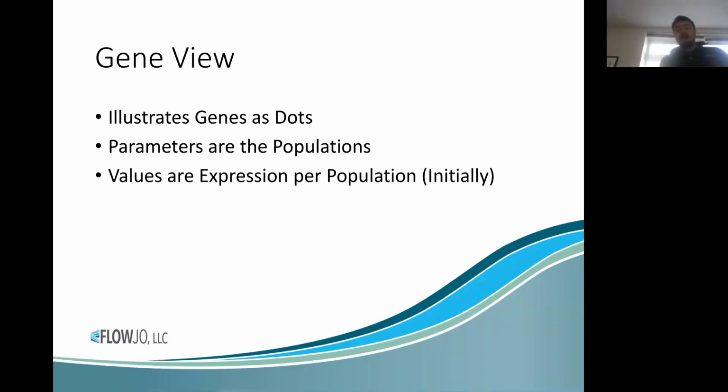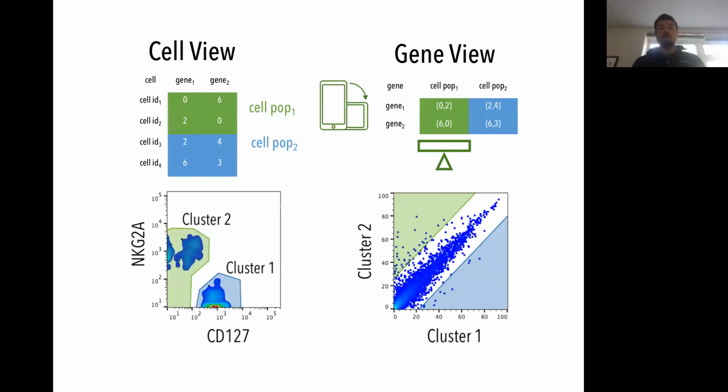In that case, the parameters are no longer the genes themselves because, again, we're visualizing them graphically. Instead, we'll be using populations that we've identified as the parameters. And this is actually a really ingenious method, I think, of getting at information about the expression values for those given populations. So without further ado, let's look at a little bit of gene view.